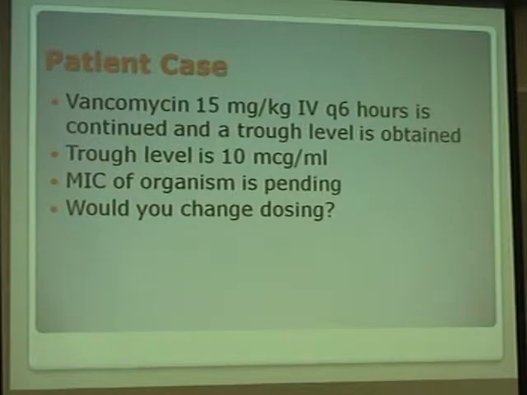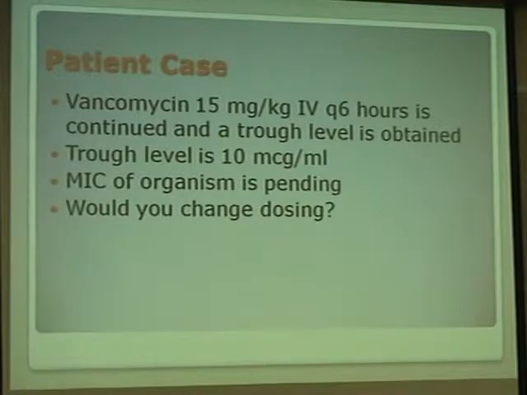So in this patient, we do want to make sure that we are dosing appropriately. So we want to give the 15 mg per kilo Q6. And we did that and we came back and our trough level was 10. We know that we have MRSA. We don't have the susceptibilities back yet, so we don't know what the MIC is. So would you adjust your dosing?